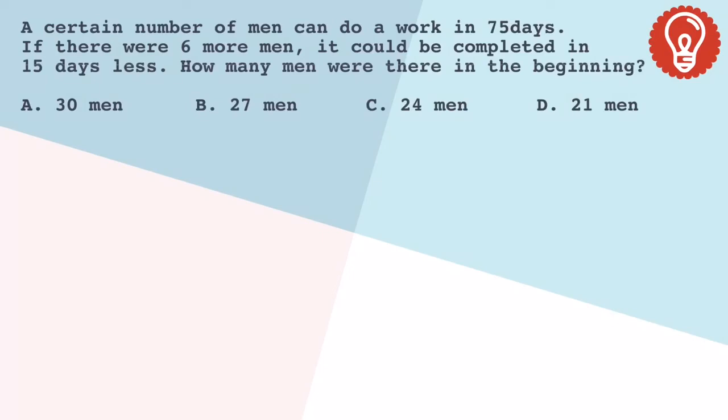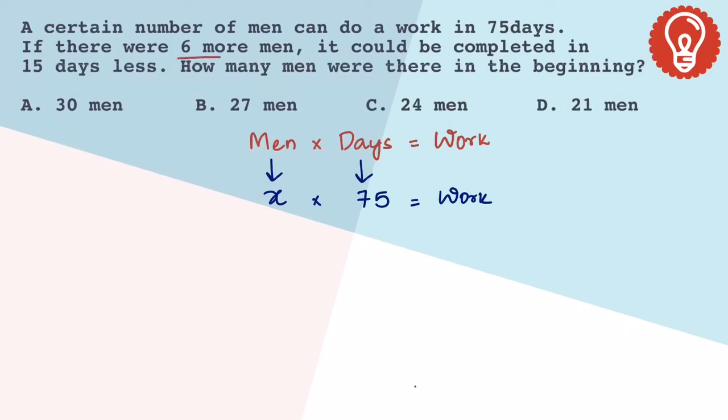And for this question, you need to know that men into days is equal to work. From this, they said certain men, so X men, can finish the work in 75 days. So this is how much work they can do. Next, he said if 6 more men are there, instead of X, there are X plus 6 men, then they could have finished the work in 15 days less. 15 days less than 75 is 60, and this is how much work that these guys can do.